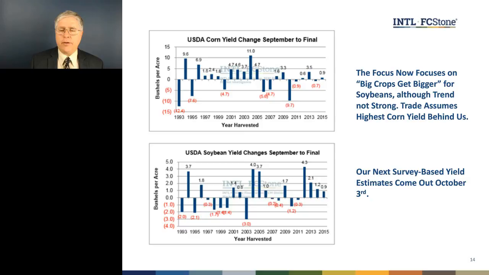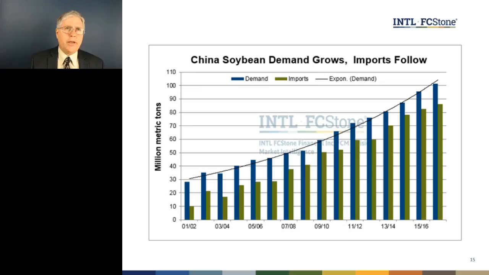Demand is key globally. China's been the driver of that. The blue bar showing Chinese demand, the green bar showing Chinese imports. Obviously, they move together, the difference being their domestic production. USDA actually pulled their China soybean demand estimates down by 1 million metric tons, or 36.7 million bushels. I don't think it's justified.